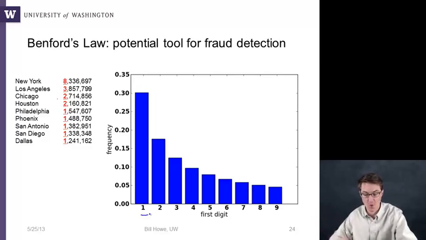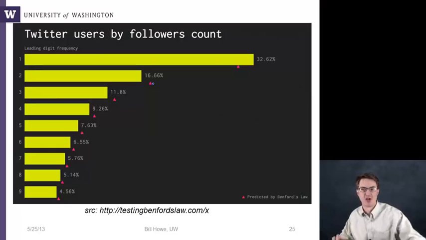You will get more 1s in the first position than you will 2s, and more 2s than 3s, and so on. And so up to 30% of the numbers you measure are 1s. So this should blow your mind a little bit. Okay. So some examples of this, before we explain what's going on, taken from a nice website, testingbenfordslaw.com, where they pull real data in and show the plots. This is the number of Twitter users by the number of followers they have.